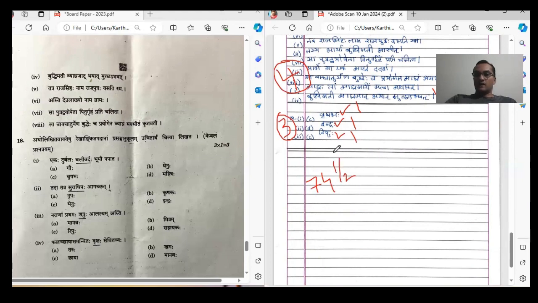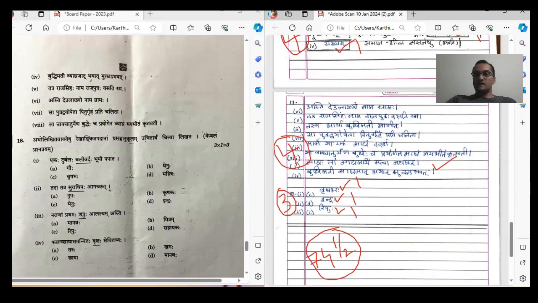This way, marks will be written in the end also. And main-wise marks will be entered. And then the final total will be done. This is the valuation done for last year's board paper. Similarly, valuations will be done in the valuation center. Students, by seeing this, may get an idea how the valuation is done in the board.